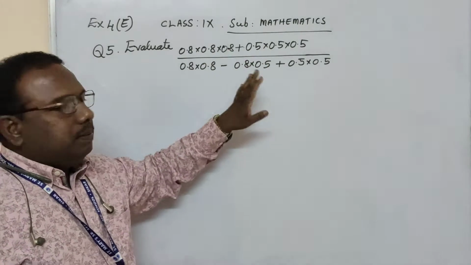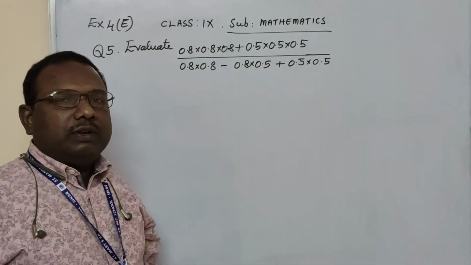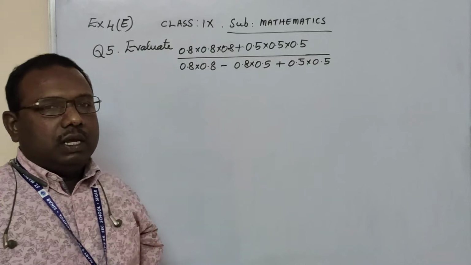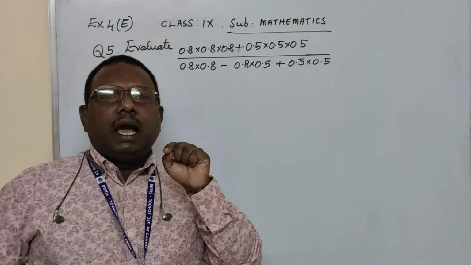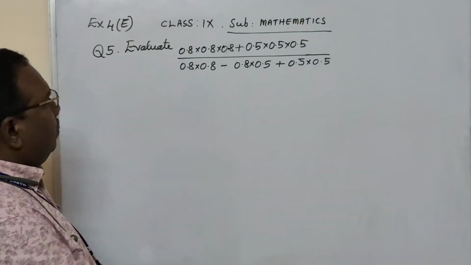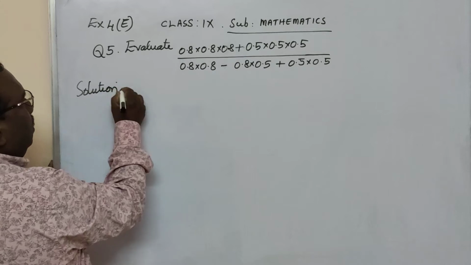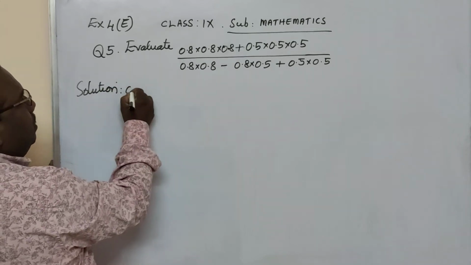Multiply and bring answer. Multiply, add, subtract and finally divide. That way also you can do. But evaluate using identity. That is the actual question. Now, solution. I write the same question once more.